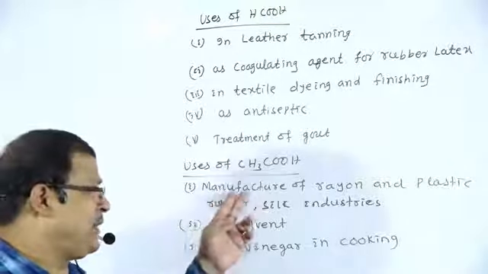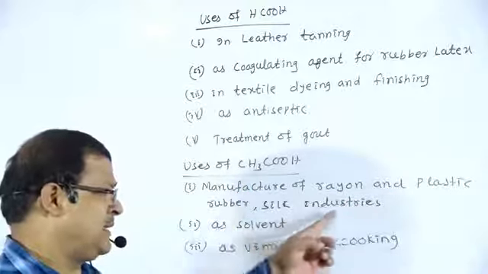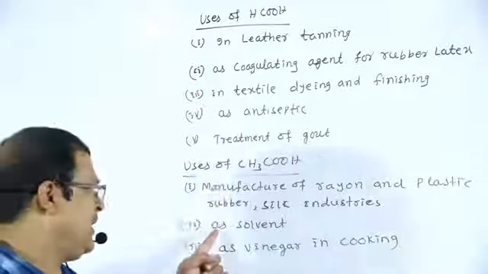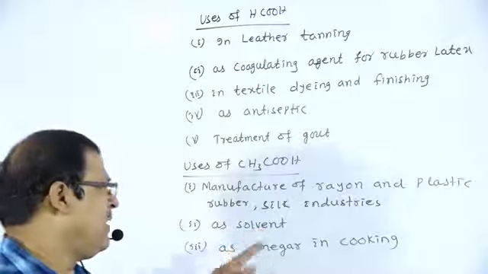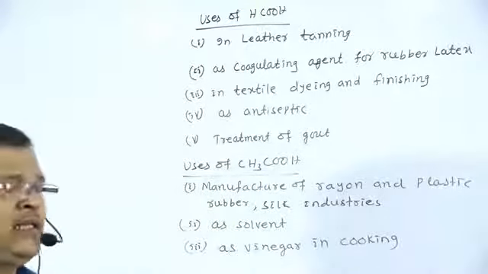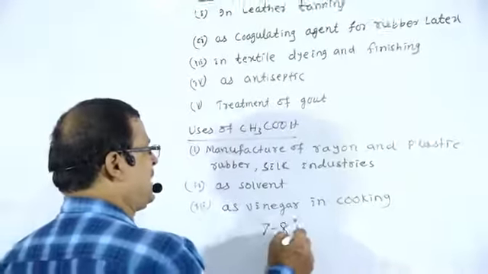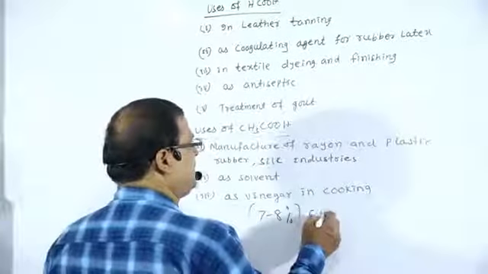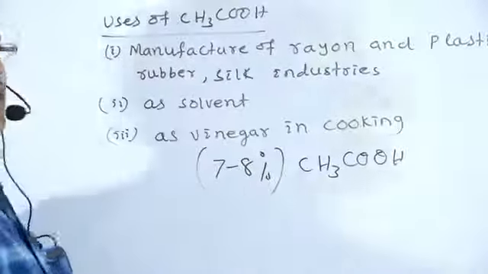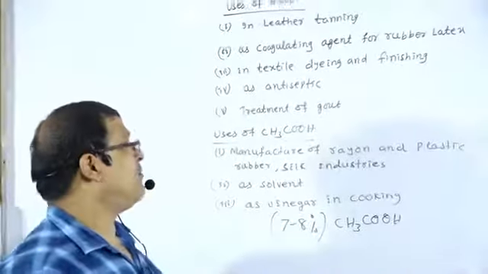Acetic acid is used for the manufacture of rayon, plastic, rubber, and in silk industries. It is also used as a solvent, and as vinegar in cooking food items. For example, vinegar is 7 to 8% acetic acid, CH3COOH, and it is used in the cooking industry. So these are the different uses of formic and acetic acid.